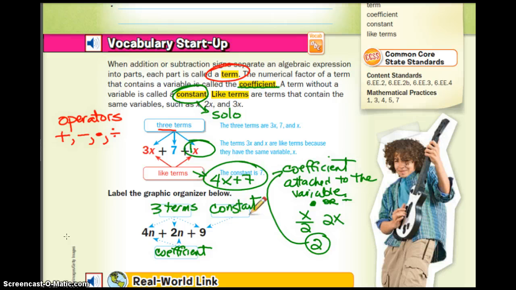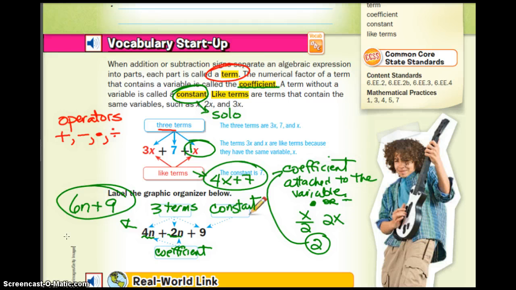So let's look at this. And if I make them into animals, it's easier to understand. I have 4 newts plus 2 newts for a total of 6 newts plus 9. Is there an n after the 9? No. Therefore, I cannot combine it because it's not a variable. So again, when you simplify these, look for like terms.